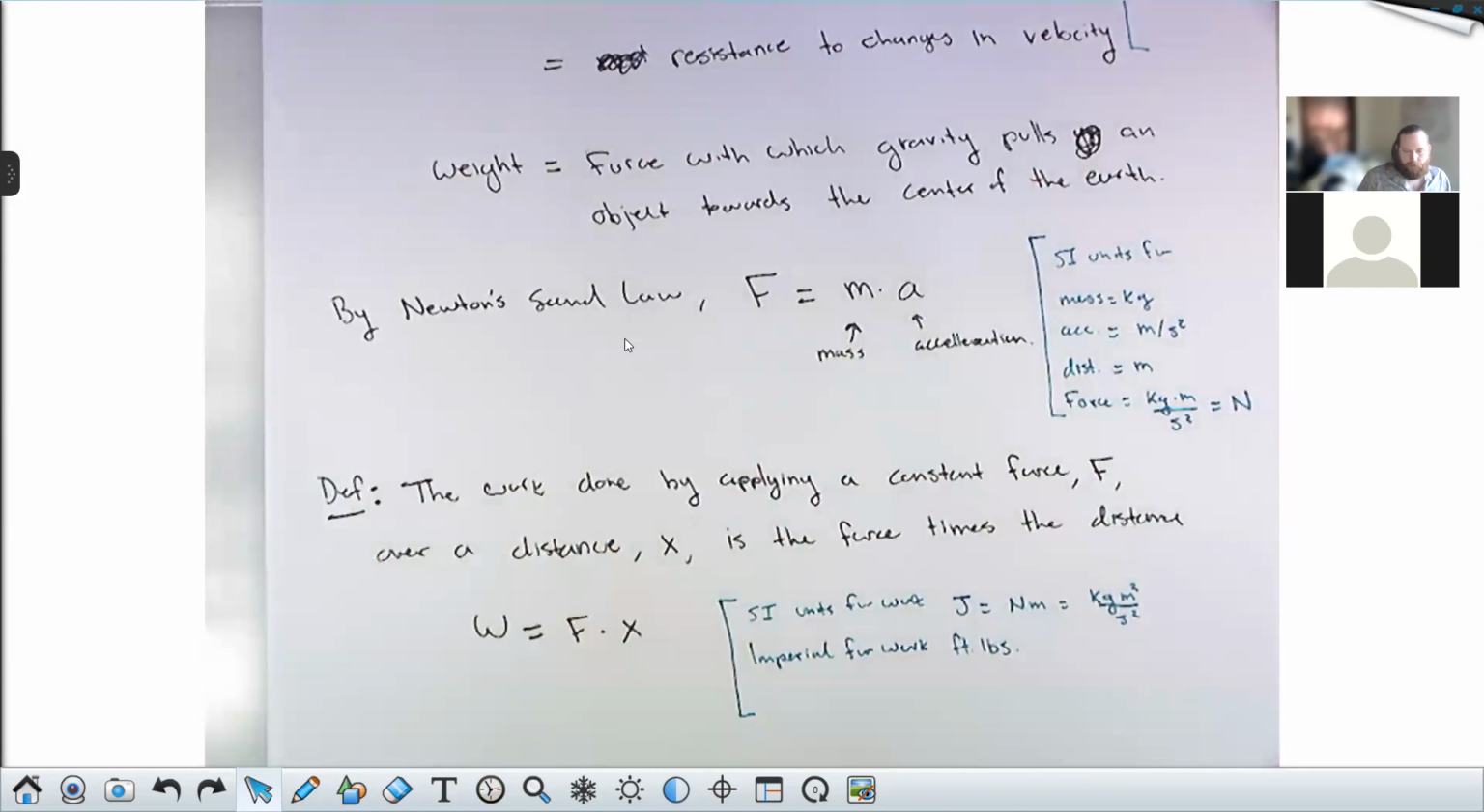Some of your problems will ask for answers in foot-pounds, and those problems will give you the setup in force, weight, pounds, and distances as feet. Other problems will ask for your answers in joules, and those will give you your setup in SI units, kilograms, meters per second squared, and so on. Yes, foot-pounds, FT LBS.